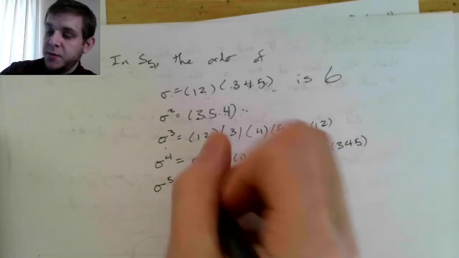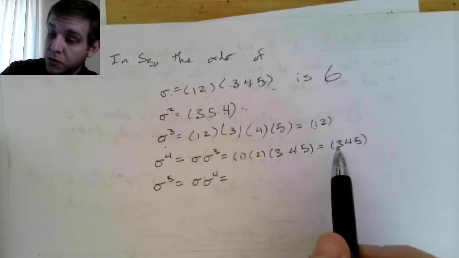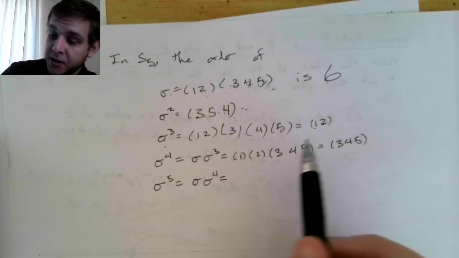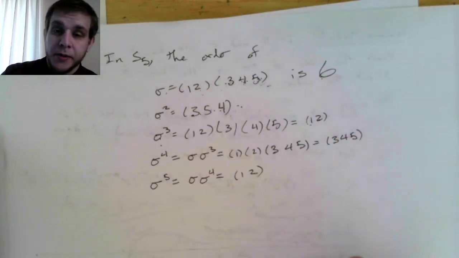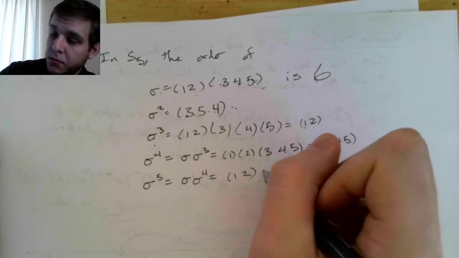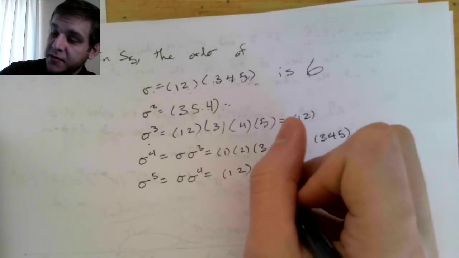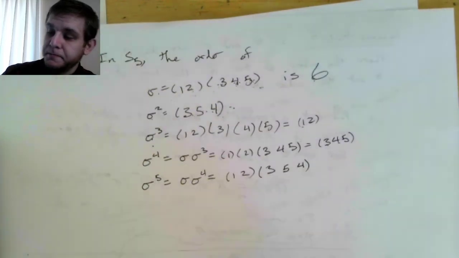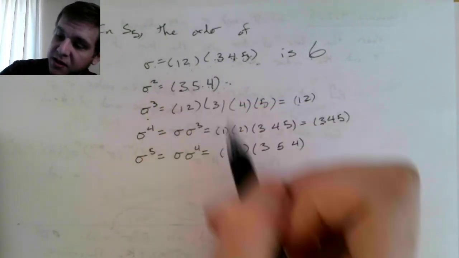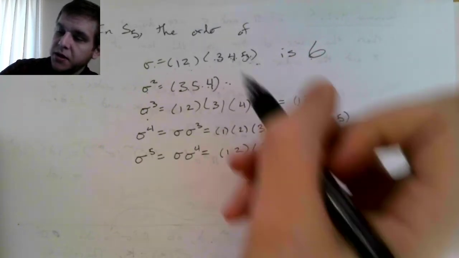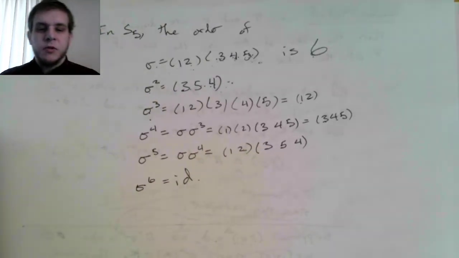Okay, and finally we'll do sigma to the 5th. So again, nothing happens to 1 when I apply sigma to the 4th. So I apply sigma, 1 goes to 2, and 2 goes to 1. But 3 goes to 4, and 4 goes to 5. So 3 goes to 5, 5 goes to 4. You can check that. And now you can see that these two cycles are inverses of one another. So sigma to the 6th is indeed equal to the identity.